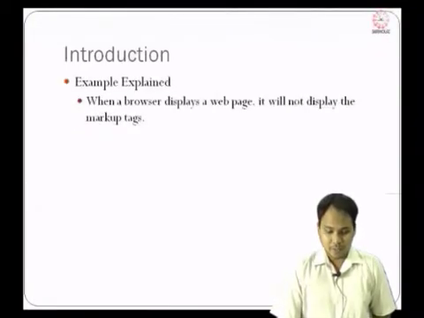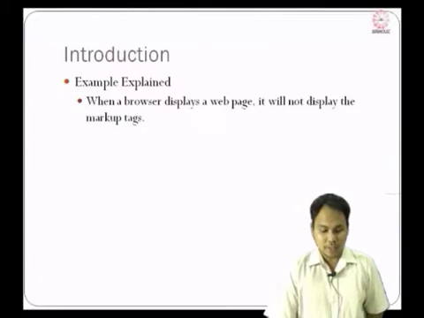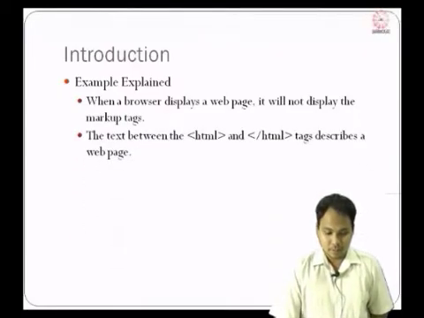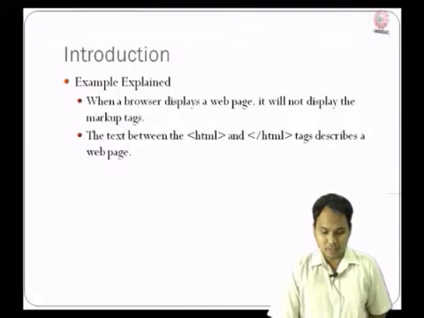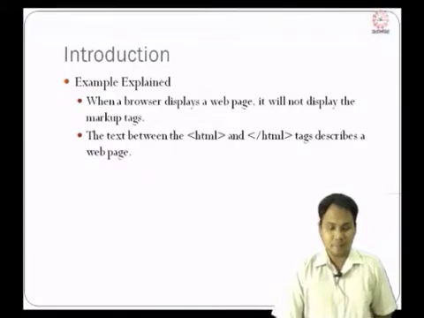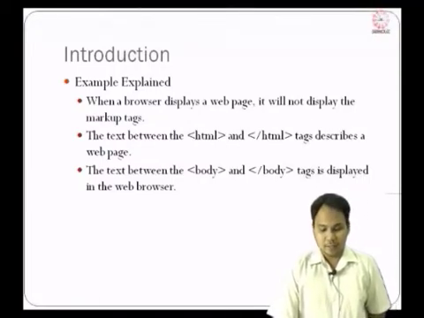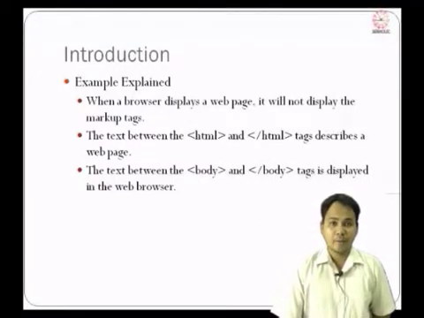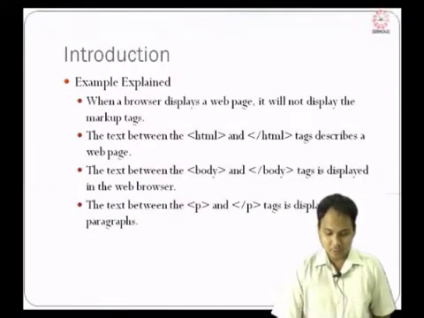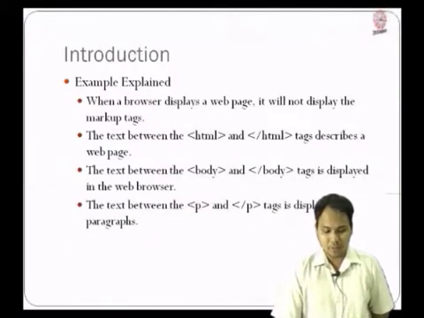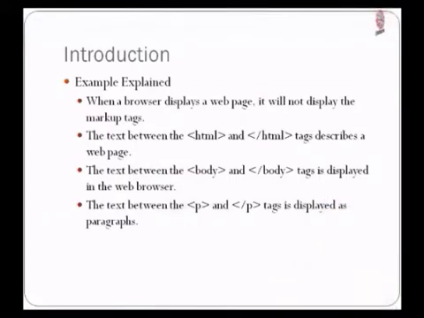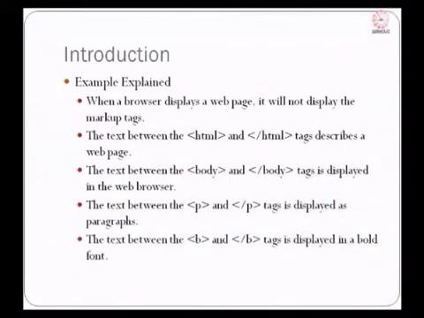When a browser displays a web page, it will not display the markup tags. The text between HTML and /HTML tags describes a web page. The text between the body and /body tags is displayed in the web browser. The text between the P and /P tags is displayed as paragraphs. The text between B and /B tags is displayed in a bold font. Actually, these are just some basic HTML markup tags.